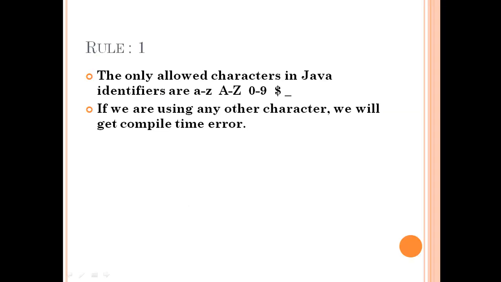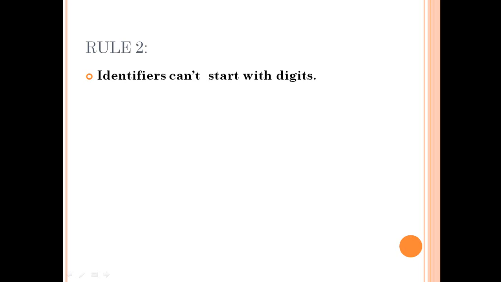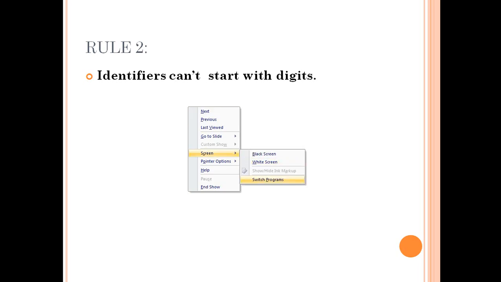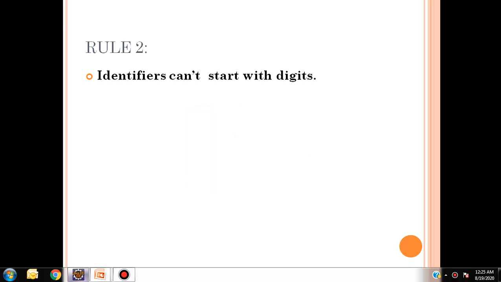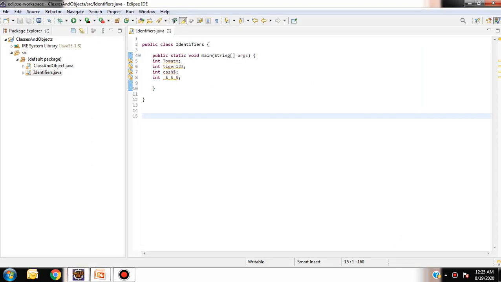Now let us move to the second rule. The second rule states that identifiers cannot start with digits. Now let us see practically that what happens when we use digits before an identifier.